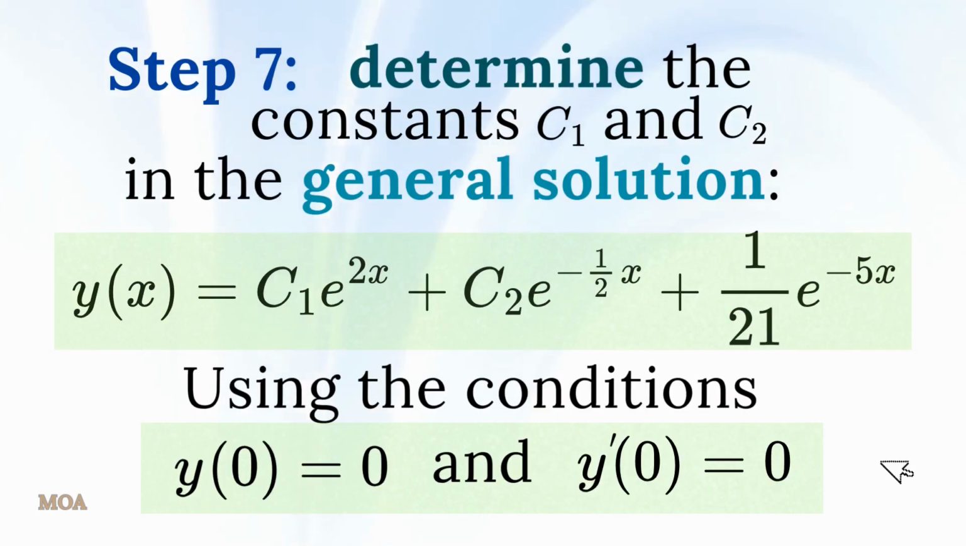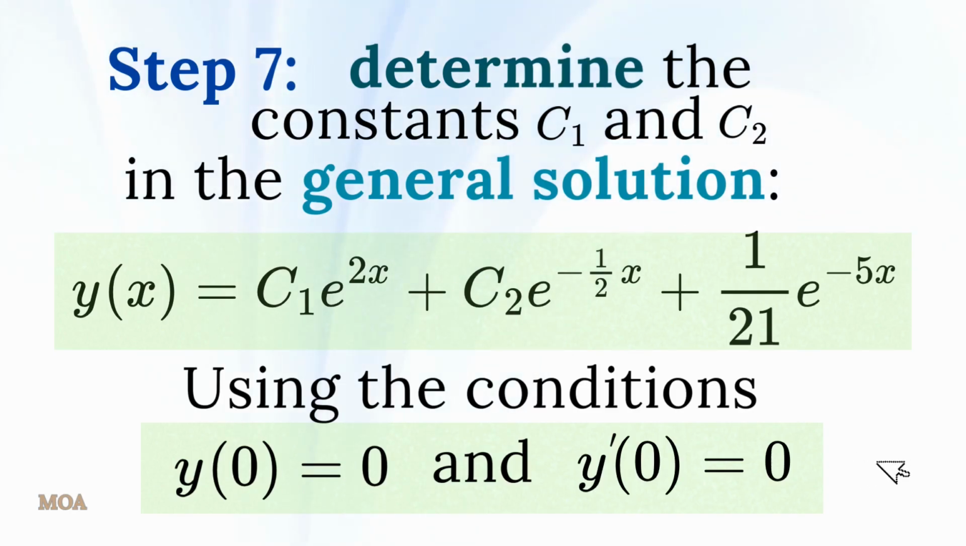At this stage, our aim is to find the constants C₁ and C₂ in the general solution. The general solution is y(x) = C₁ e^(2x) + C₂ e^(-x/2) + (1/21) e^(-5x).